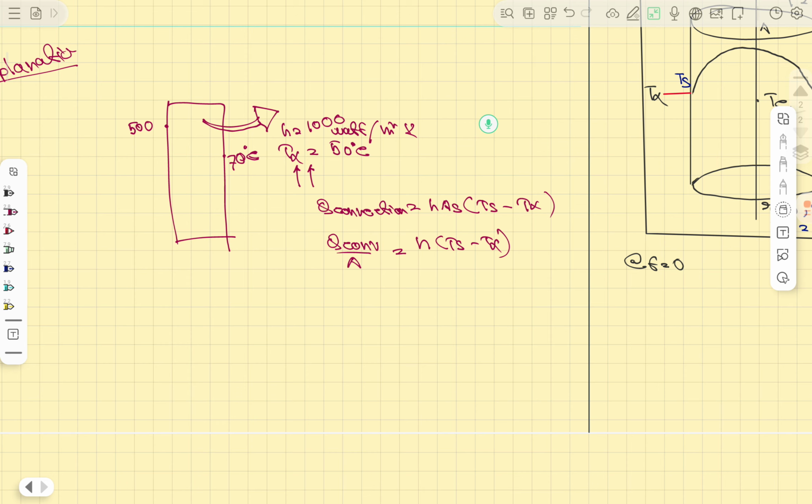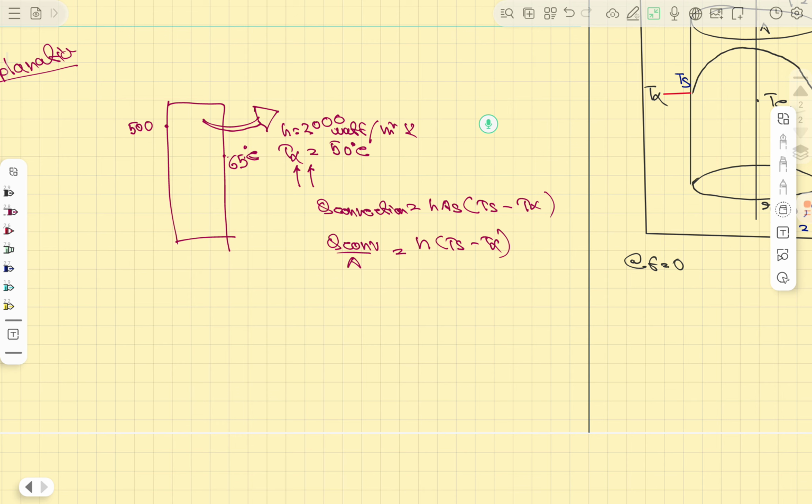Now again, what will you do? Now let us make it 2000. If you make it 2000, again I will change this. If you make this 2000, then what did I find? It is 65. Why? Because h increases. As h increases, the surface rapidly gets cool. But remember one thing, it's a number. It has a capacity of 2000 watt per meter square Kelvin.